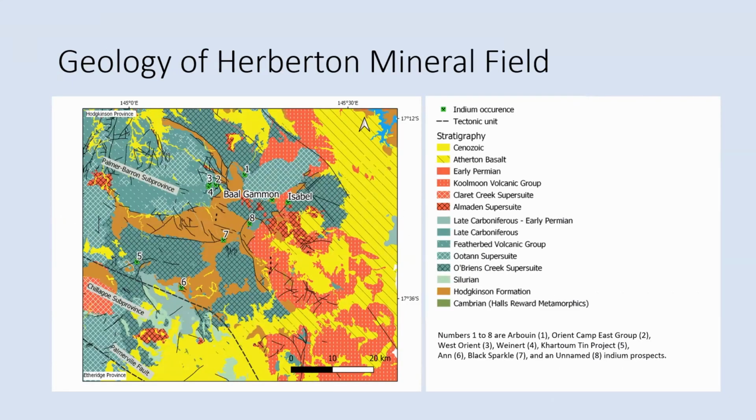So the geology of Herberton mineral field: the numbers 1 to 8 represent indium occurrences in the region, and the study sites of Baal Gammon and Isabel. The youngest volcanic unit is the Atherton basalt, followed by the Kennedy volcanic group, which consists of Slaughter Yard Creek volcanics at the research site. And then we have the Utan supersuite, consisting of the Watsonville granite, and then the Almaden supersuite, consisting of Kalunga granodiorite at the research site.